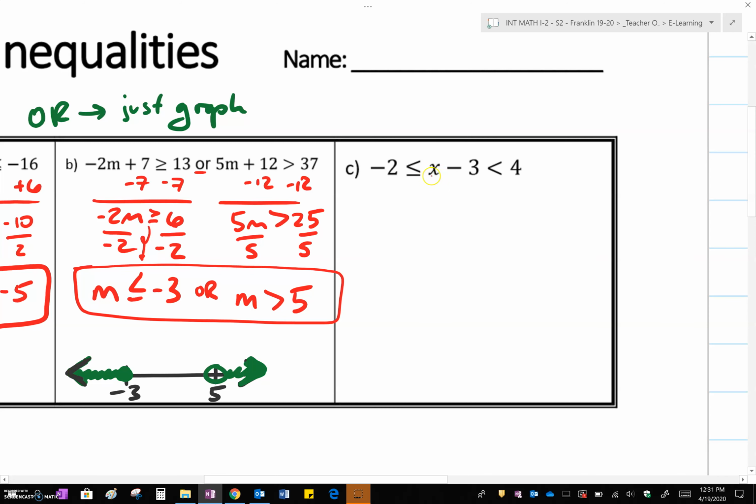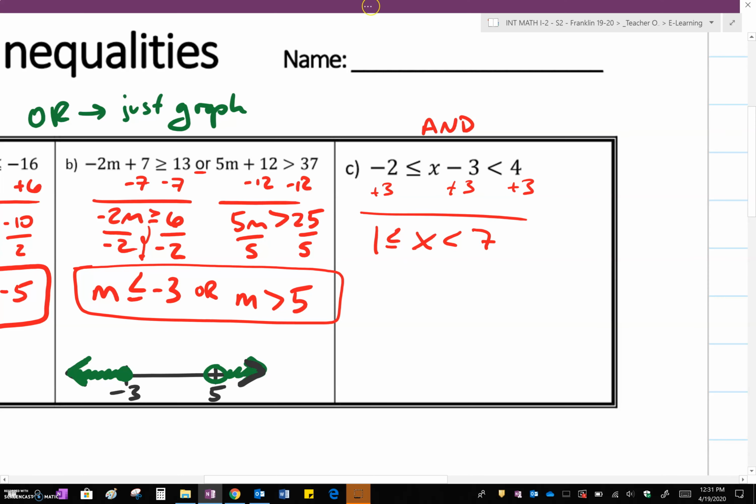Now this last example, remember this is an and inequality. And since it's kind of smashed together, we're going to solve all the parts at the same time. So first you want to add 3 to both sides. Actually all 3 sides. Kind of like separate, we got 3 areas here. And we get 1 less than or equal to x less than 7.